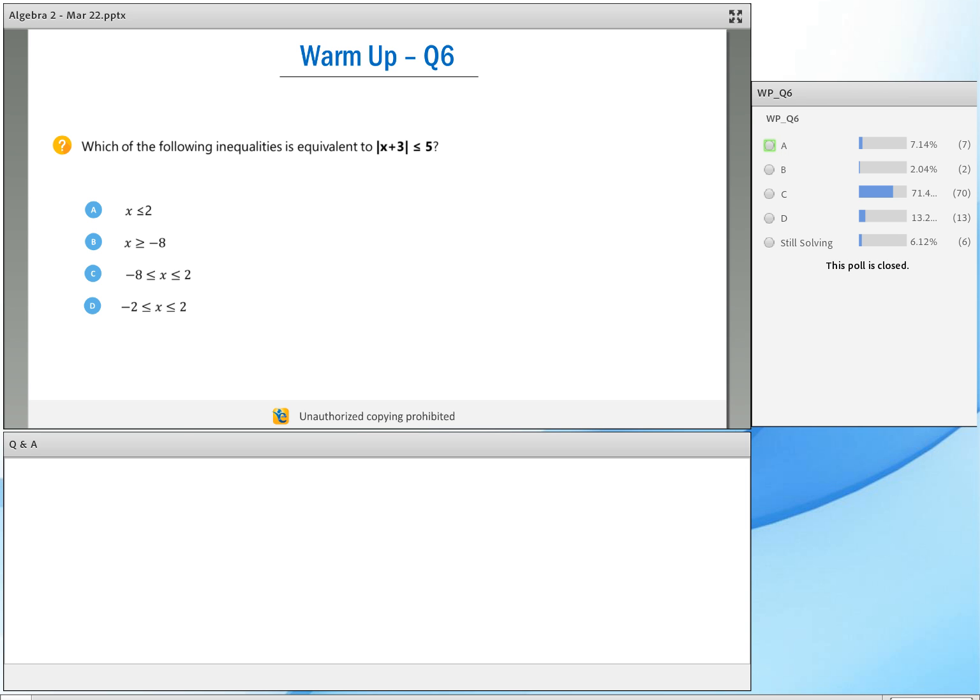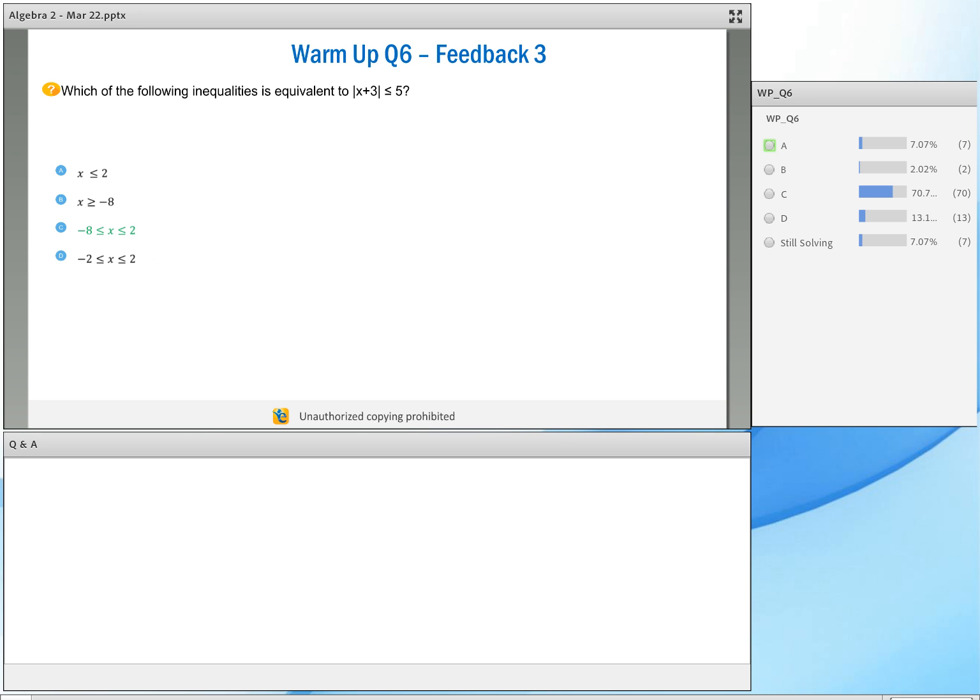Let's end the poll. You guys did the best in this question. 71% of you got this right. That's wonderful. I'm so proud of you guys. So there are two ways of doing it. One is you really just substitute values and you get to it.